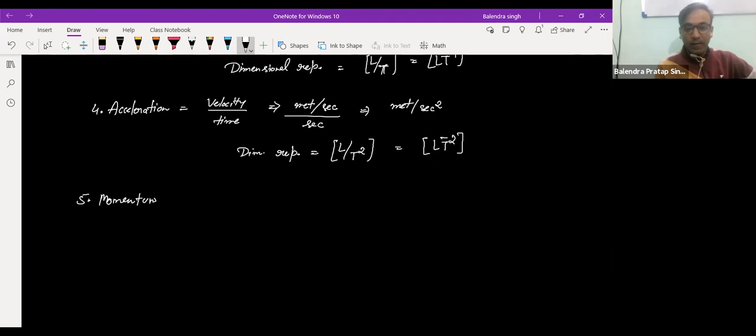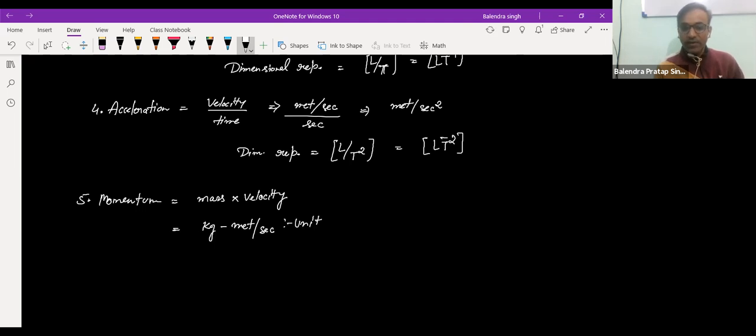Okay. Mass into velocity. So very good. Its formula is mass into velocity. So mass, what is the unit for mass? Kilogram. And velocity, we just calculated, meter per second. So this is the unit.